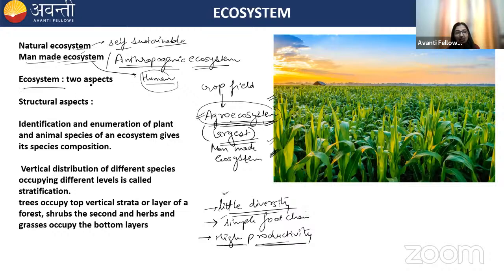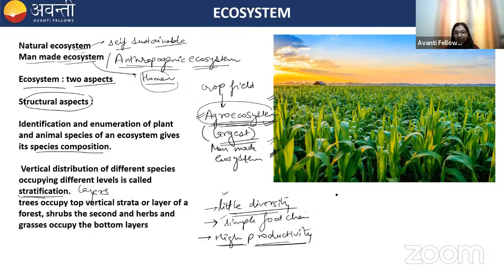And there are two aspects of the ecosystem: one is the structural aspect and the other one is the functional aspect. Structural aspects include the species composition and the stratification. Species composition means the type of species and the number of individuals of that species in an ecosystem. That defines its species composition.